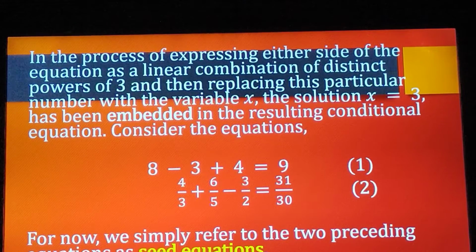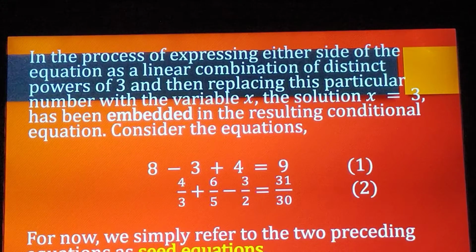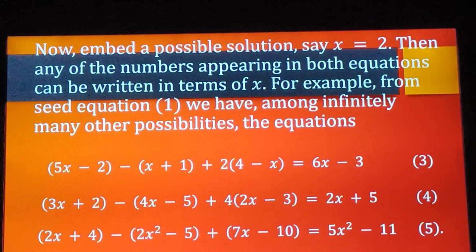In the process of expressing either side of the equation as a linear combination of distinct powers of 3, and then replacing this particular number with a variable x, the solution x equals 3 has been embedded in the resulting conditional equation. Consider the equation 8 minus 3 plus 4 equals 9, and 4/3 plus 6 over 5 minus 3/2 equals 31 over 30. For now, we simply refer to the two preceding equations as seed equations.